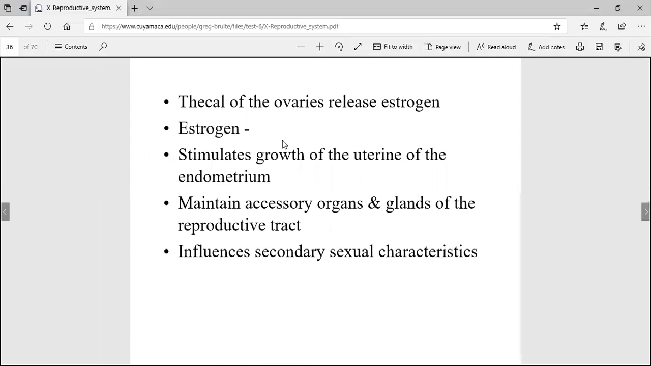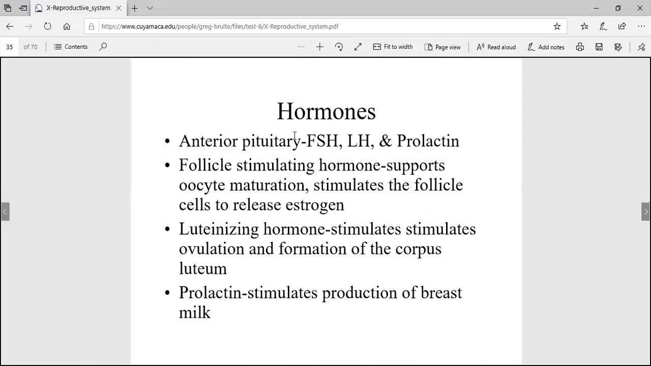We talked about the thecal cells helping release estrogen, which stimulates the growth of the uterus, the endometrium in the uterus. It's written poorly there. It maintains accessory organs and glands of the reproductive tract and influences secondary sexual characteristics in the female. So we're talking about estrogen here.